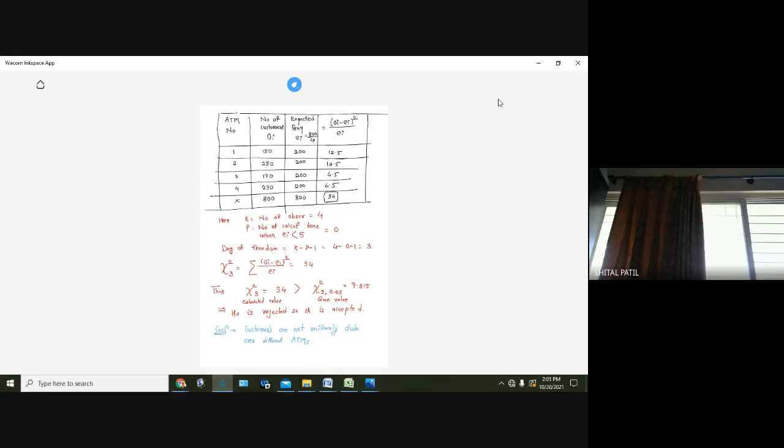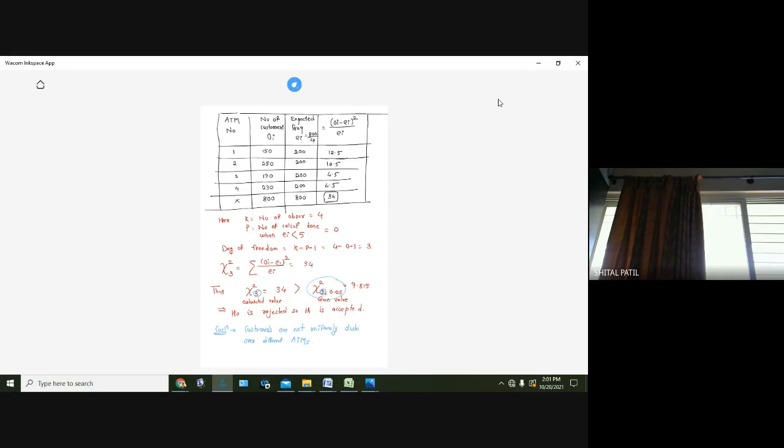Then K is the number of observations. Just 1 minute. K is the number of observations: 4 observations we have. Okay. Then see the EI: 200, 200, 200, 200. So P, calculations not required since all the EI are greater than 5, so 0. So degree of freedom is K minus P minus 1, that is 3. And that we can obtain from the given values also. See the given value, here we have 3. Here also we should have 3, but we have to understand from where we are getting this 3.